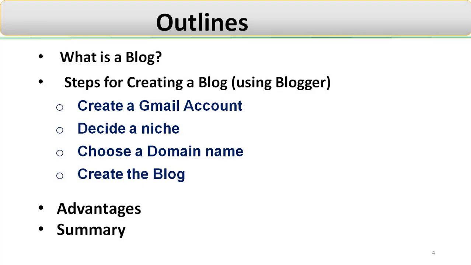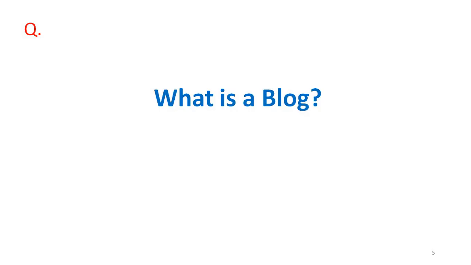So now the outline of this presentation. First, what is a blog, then the steps for creating a blog using Blogger, and the important things like creating a Gmail account, deciding a niche, choosing a domain name, creating the blog, advantages, and then a summary. So now we are going to talk firstly about what a blog is.